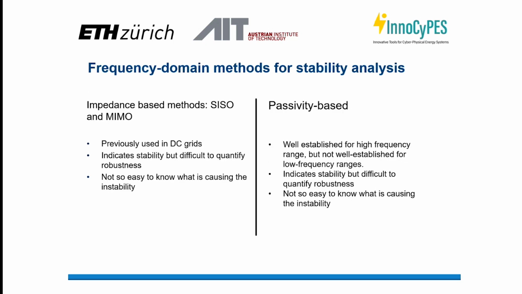So we start with the impedance-based methods. They were initially used for DC grids. They are good to quantify whether it is a stable node, but it is quite difficult to know where the instability comes from, if there is any. So you can know if it is a stable node, but not where the instability comes from. For passivity, it is well established in the high frequency range, but in the low frequency ranges, we still have a lot of problems.